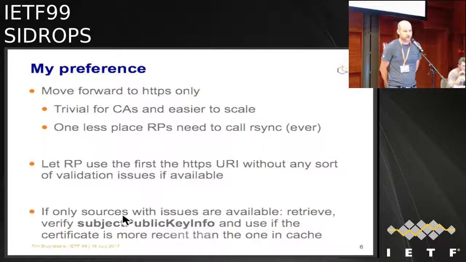Next slide, please. To wrap it up, I believe this is the last slide at least. My preference would be to move forward quite assertively here, because I think it's trivial for CAs to publish certificates under an HTTPS URI rather than rsync. And I think it's easier to scale it that way anyway. Also, I do believe that for relying parties, if you support getting HTTPS as an optional addition, it's easier if we can remove the need for rsync because it gets us one step closer to not being dependent on an external tool.